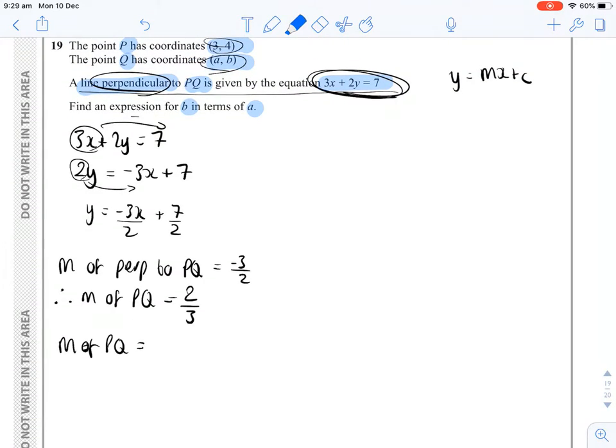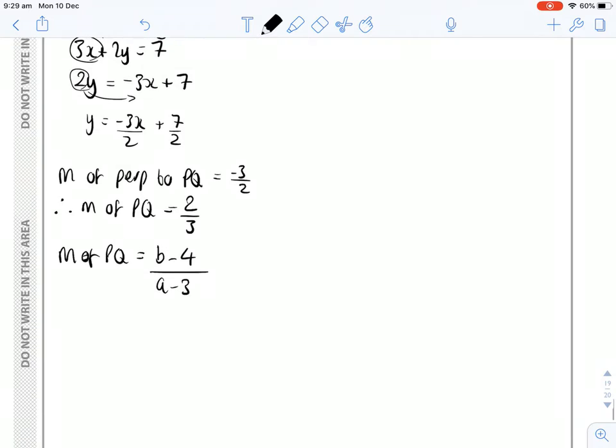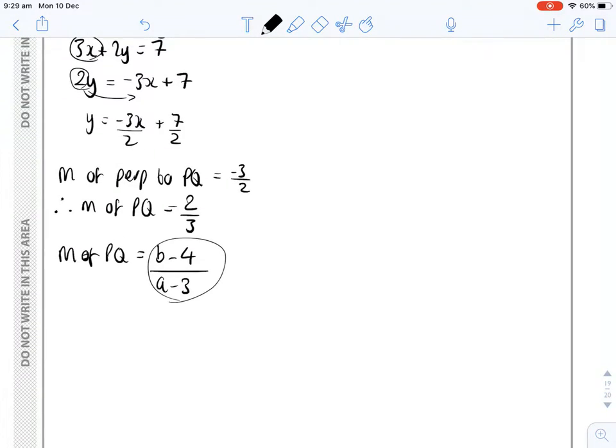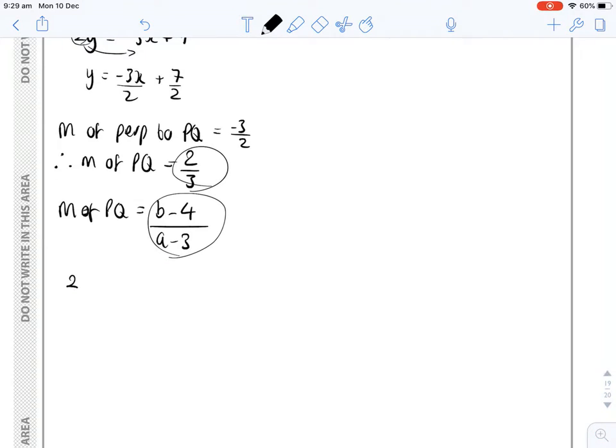So the y coordinates: we've got b take away 4, so the change in y is b take away 4, over the change in the x coordinates, a take away 3. So we've got the gradient of PQ can be written like this and the gradient of PQ can be written like this. This allows us to say that these two things are the same because they are both the gradient of PQ. So 2/3 is equal to (b take away 4) over (a take away 3).